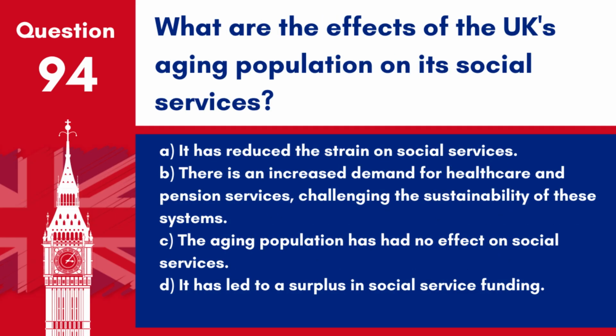Question 94. What are the effects of the UK's ageing population on its social services? A. It has reduced the strain on social services. B. There is an increased demand for healthcare and pension services, challenging the sustainability of these systems. C. The ageing population has had no effect on social services. D. It has led to a surplus in social service funding.